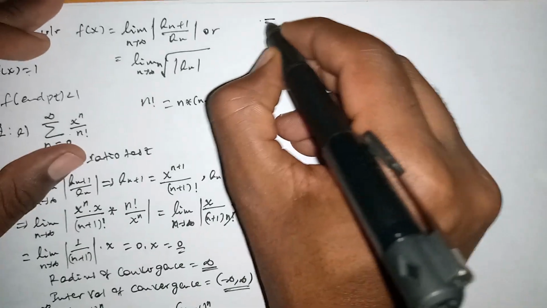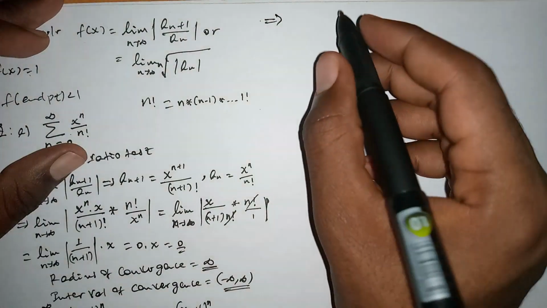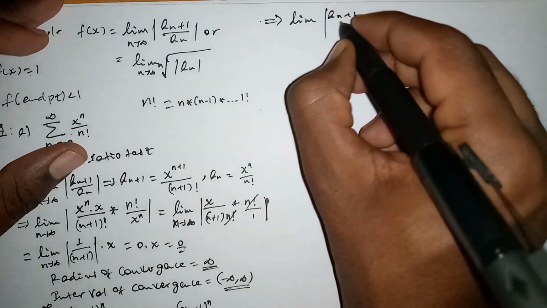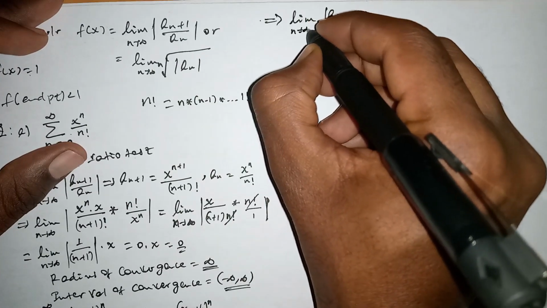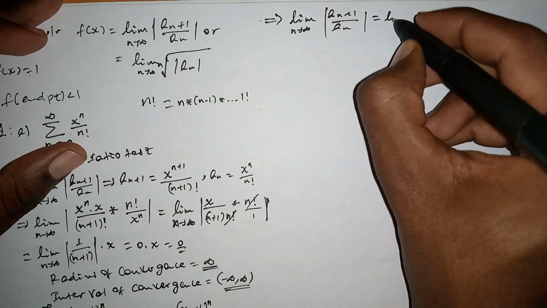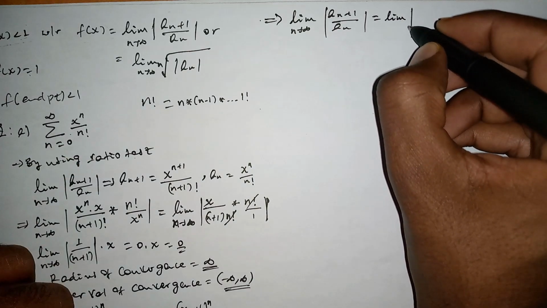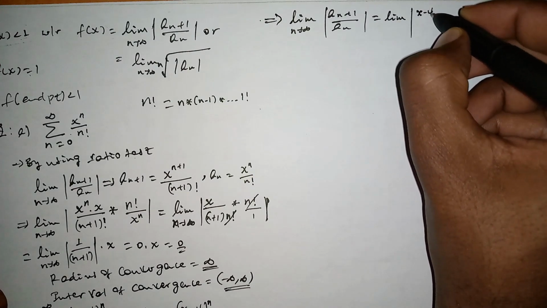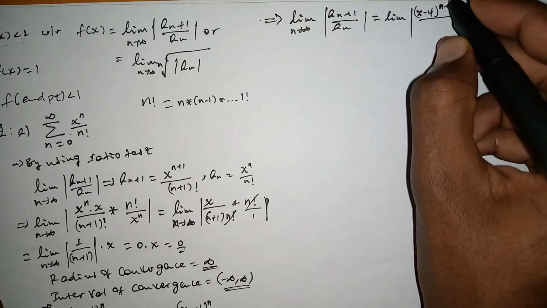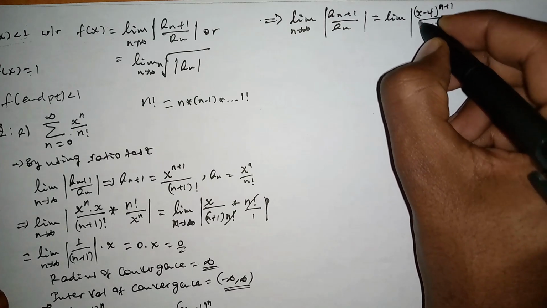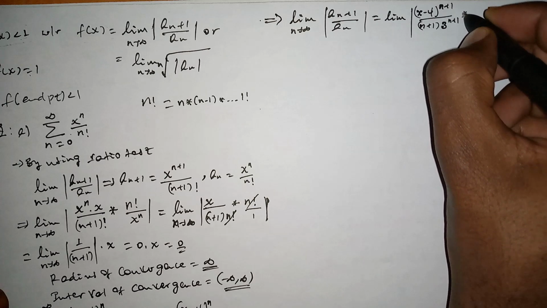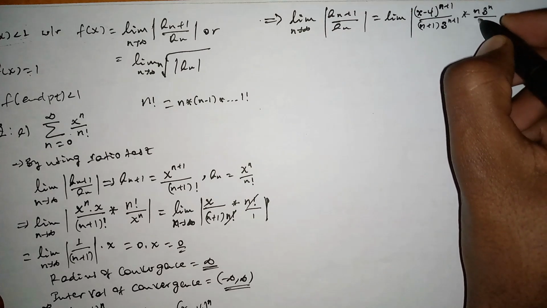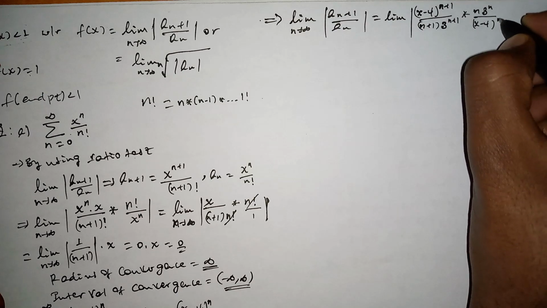From this we have the limit of the absolute value of a_(n+1) over a_n as n approaches infinity. This becomes the limit of the absolute value of (x minus 4) raised to n plus 1 over (n plus 1) times 3 raised to n plus 1, times n times 3 to the power of n over (x minus 4) raised to n.